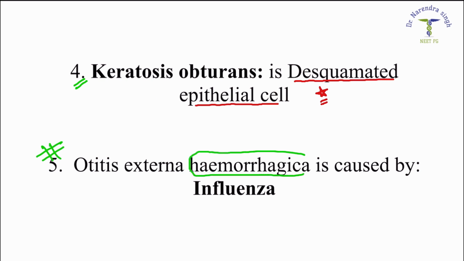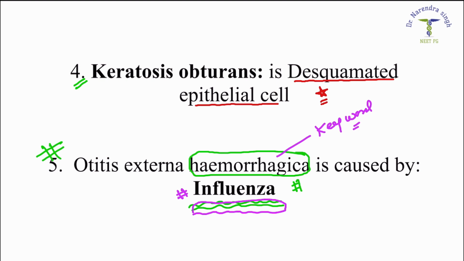The most important question of today is on otitis externa hemorrhagica. The key word here is hemorrhagica. This is caused by influenza virus. We have to keep in mind that otitis externa hemorrhagica is caused by influenza virus. So hemorrhagica is the key word.